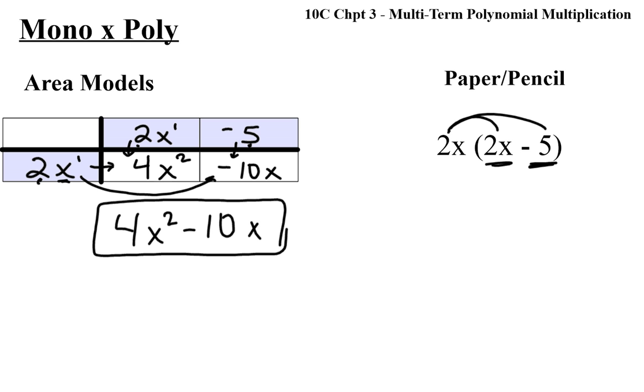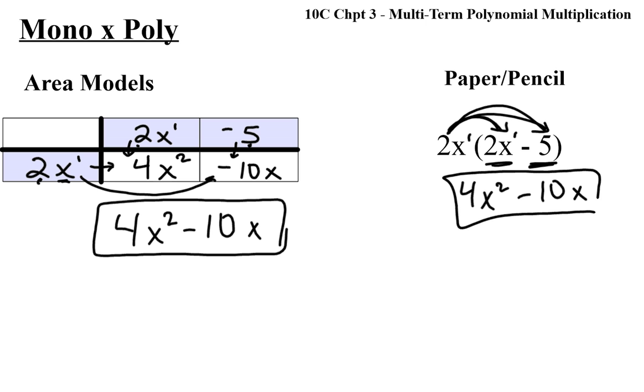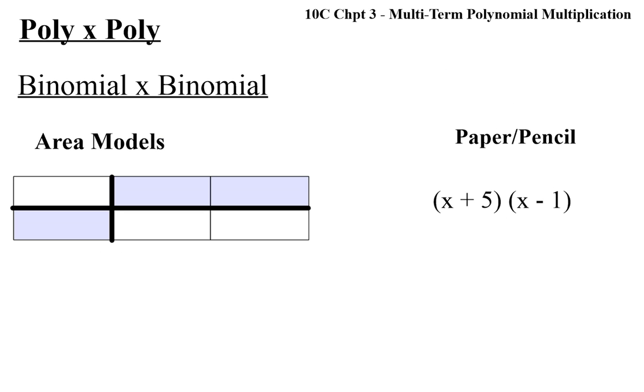With the paper pencil method, distribute the 2x. 2x times 2x is 4x squared. 2x times negative 5 is a negative 10x. Same answer either way. This is just to show you how the area model works, because we're going to use the area model when we take a big jump.